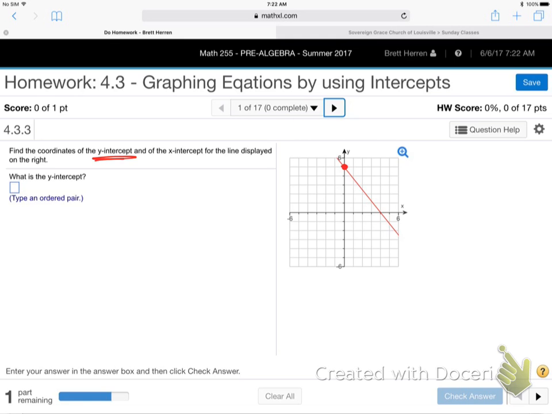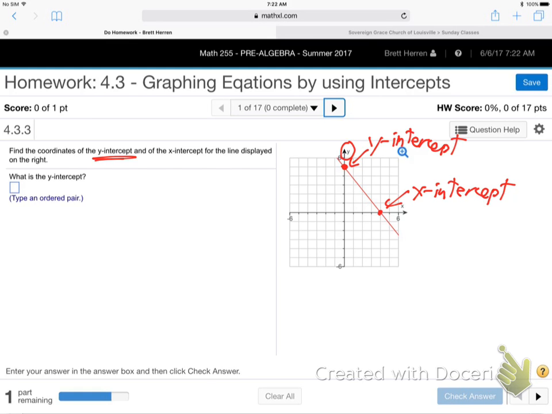That is the y-intercept, because that's where it hits the y grid, the vertical grid. And then this point over here is where it hits the x grid, so that's the x-intercept. That's where it intersects the x-axis. So where it intersects the x and the y-axis, those are the x- and y-intercepts.